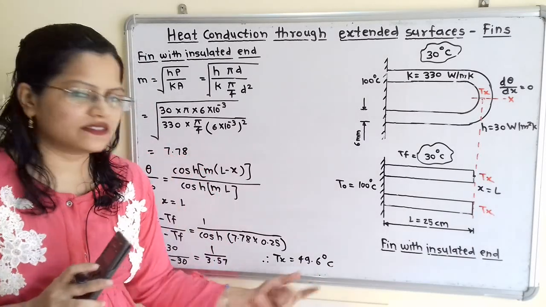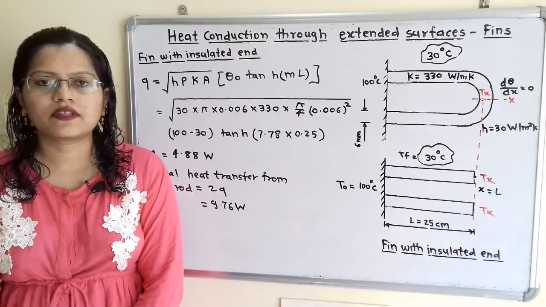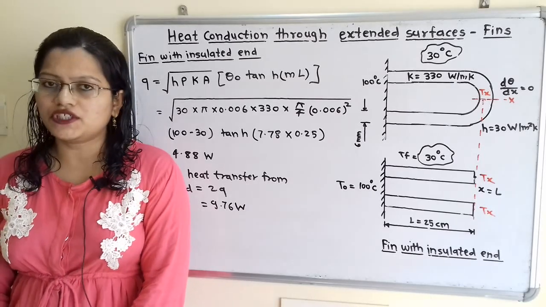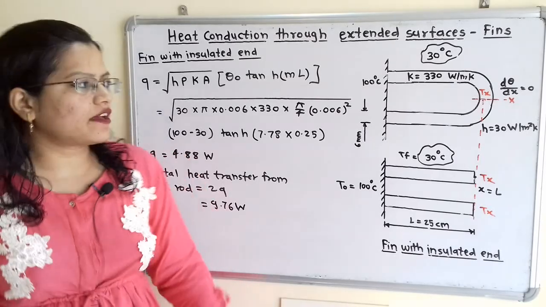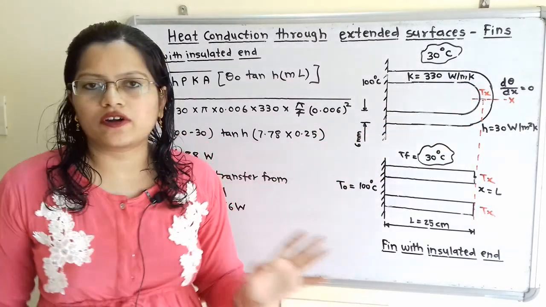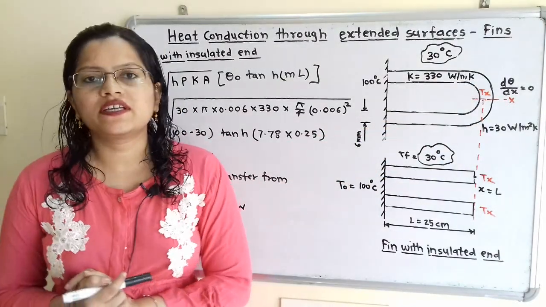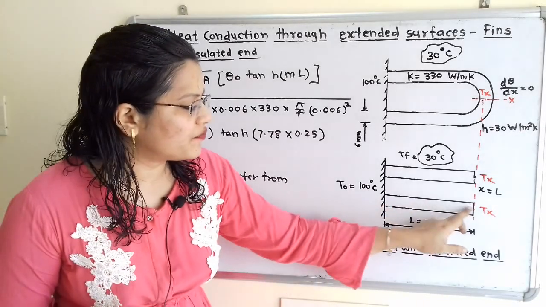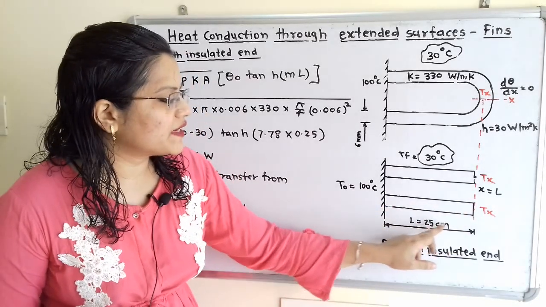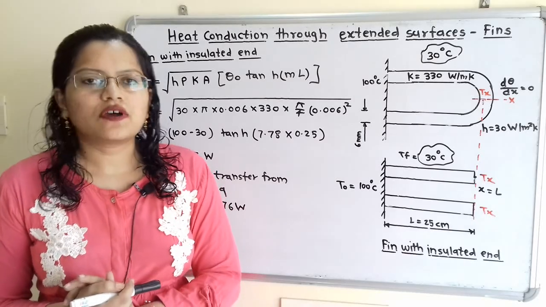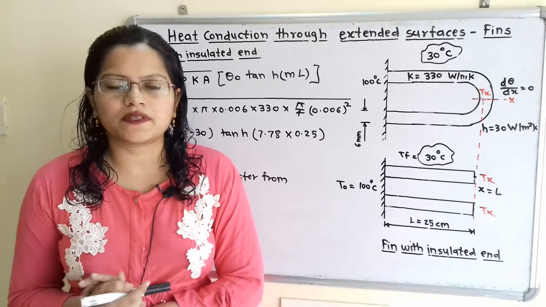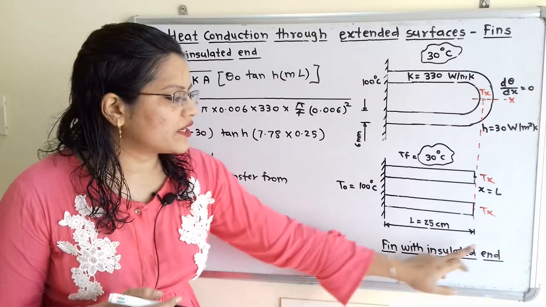So this is the answer of the first question. Now we will move to the next question. The total heat transfer from this copper rod, that we have to find out. So we will first find out the heat transfer from this one fin, which has length 25 centimeter. How to calculate the heat transfer when the fin has an insulated end?